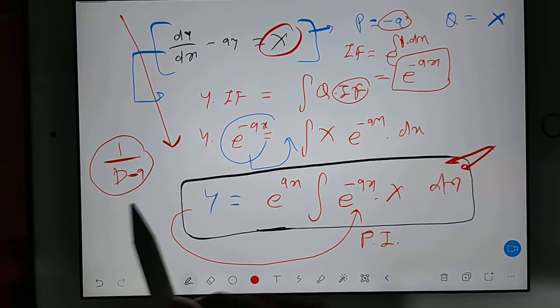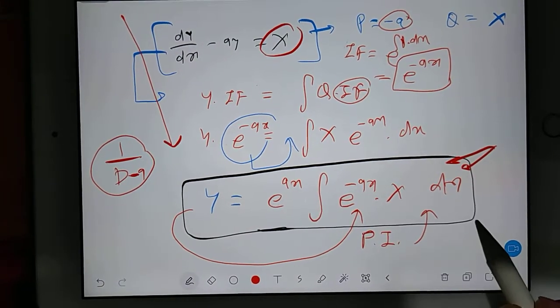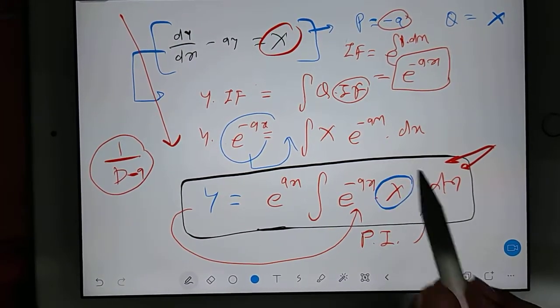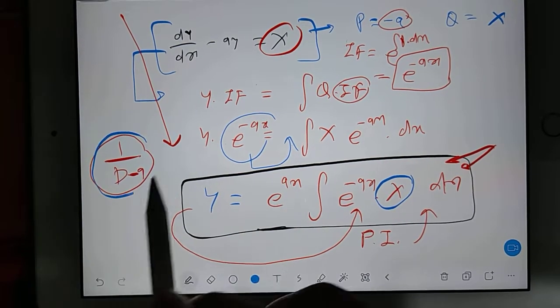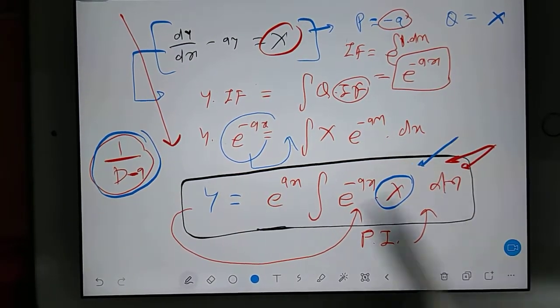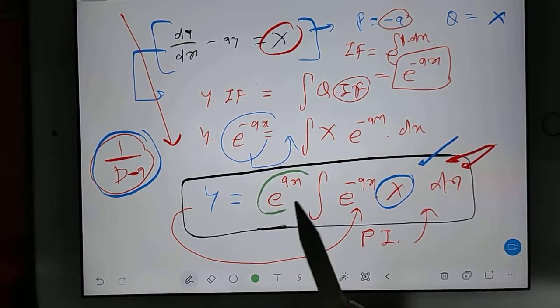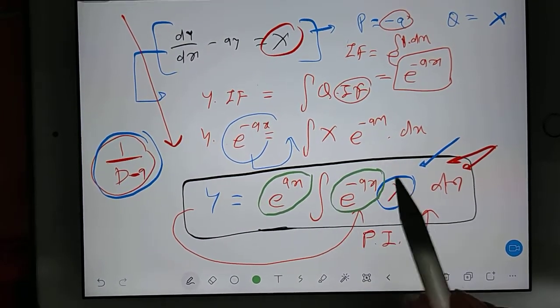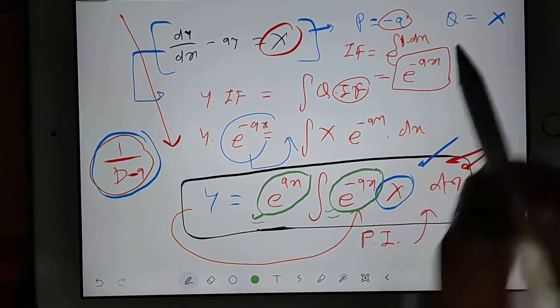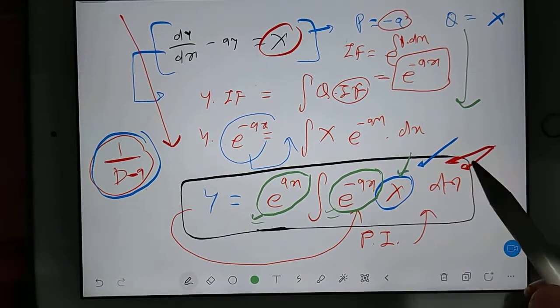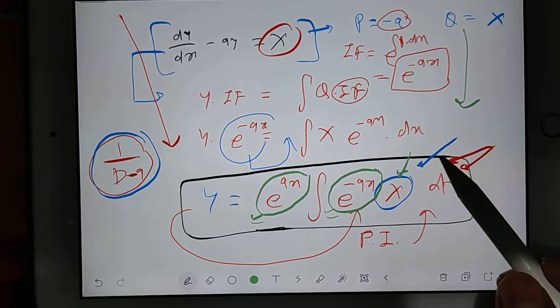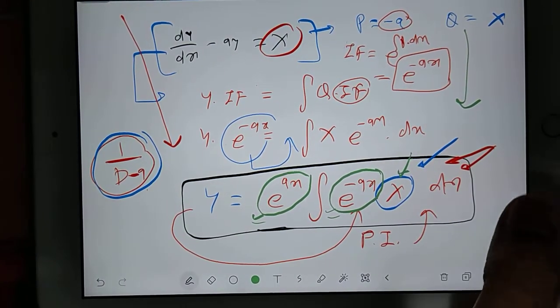Whenever 1 by d minus a comes, your particular integral will always be like this. Only this x will change from question to question. But whenever you see 1 by d minus a, you have to remember this formula. In this formula, e power ax and e power minus ax come by default, because of this proof. But question to question, what will change? This x value will change in every question. Okay, now we are ready to tackle examples.